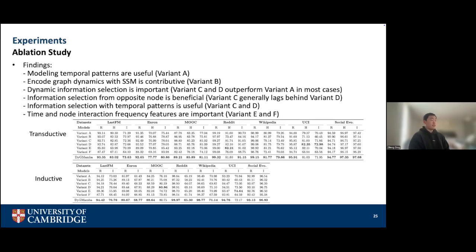Then we found that information selection from the opposite node is beneficial, which means that we can strengthen the bond between the source and destination nodes, and it will help us in modeling. This is because we noticed that variant C generally lags behind variant D. We also found that information selection with temporal patterns is useful because variants C and D trail our complete model. And in the end, from variants E and F, we found that the time and node interaction frequency features are actually important.